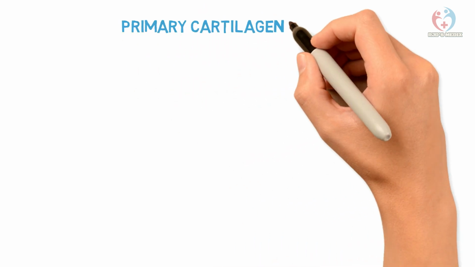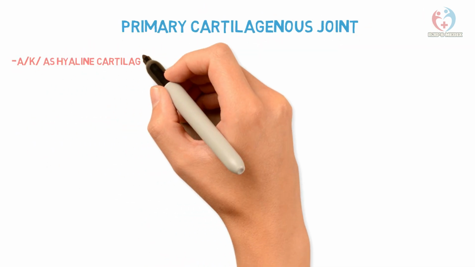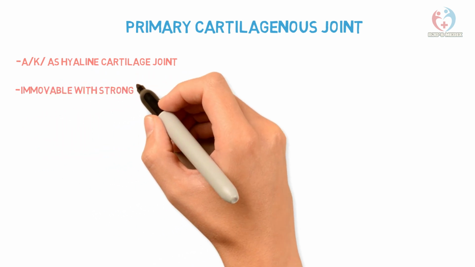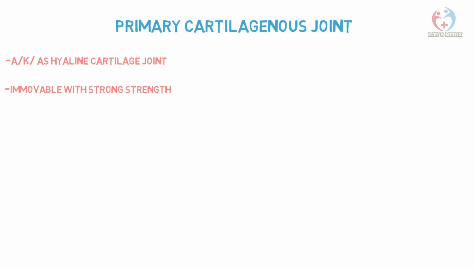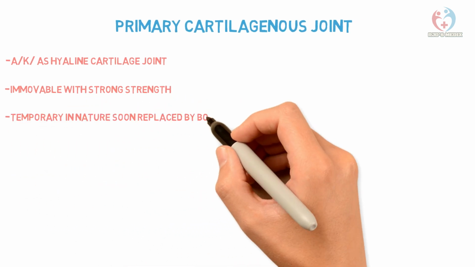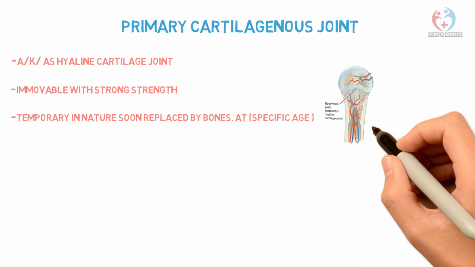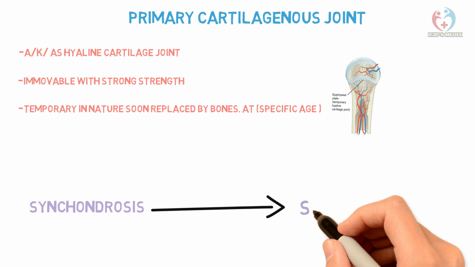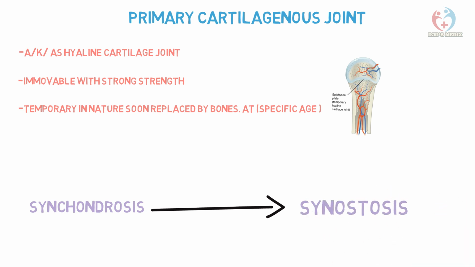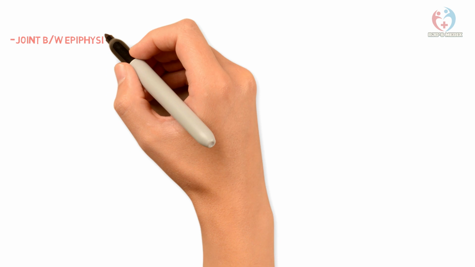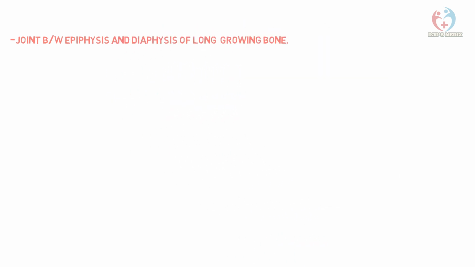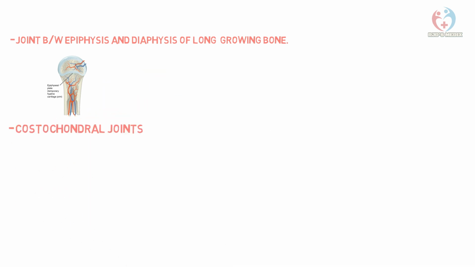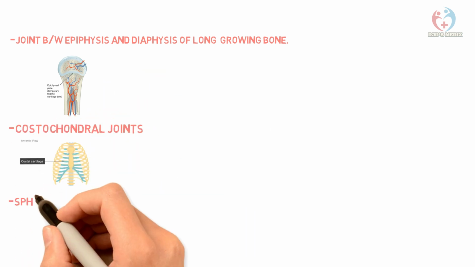The primary cartilaginous joint is also known as hyaline cartilaginous joint because of the presence of hyaline cartilage. It is immovable in nature and it is temporary because it is soon replaced by the synostosis type of joint. Synchondrosis is converted into synostosis, that is, replacement of the chondroid material with the osteoid material is termed as synostosis. Examples of primary cartilaginous joints are the joint between epiphysis and diaphysis of a long growing bone, the costochondral joint, and the spheno-occipital joint.